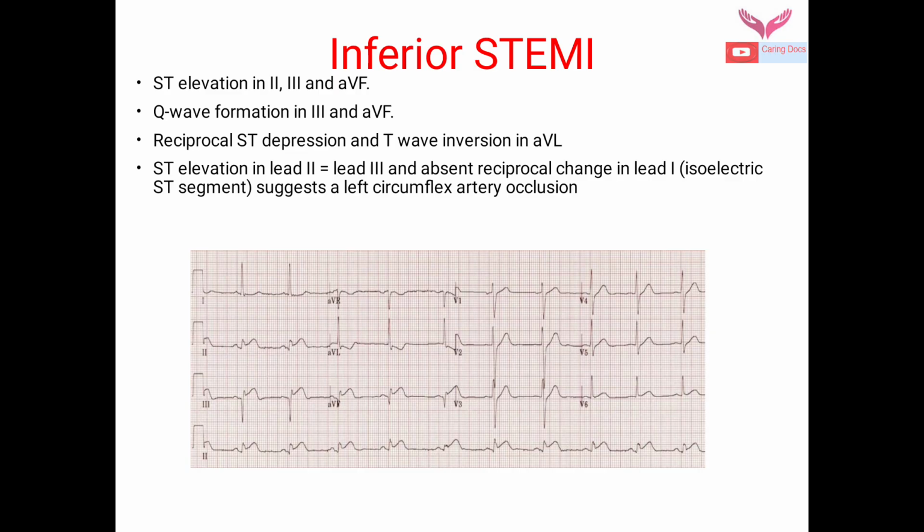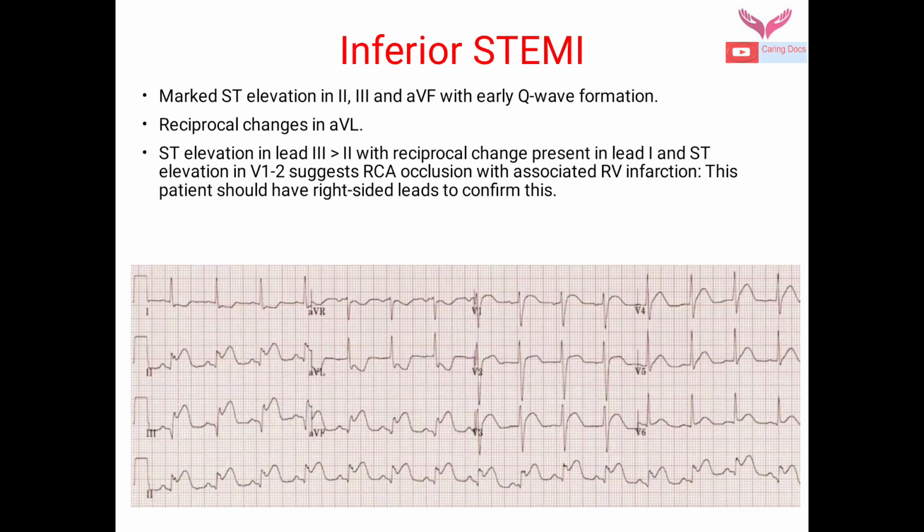Inferior STEMI. Here we can see ST elevation in leads 2, 3 and aVF, Q wave formation in lead 3 and aVF, reciprocal ST depression and T wave inversion in lead aVL. ST elevation in lead 2 is equal to ST elevation in lead 3, and there are absent reciprocal changes in lead 1, that is, an isoelectric ST segment. It suggests a left circumflex artery occlusion.